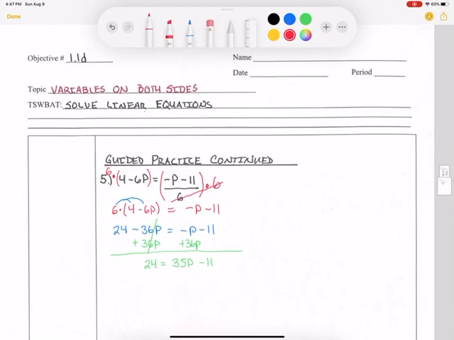Now to get p by itself, I need to move the negative 11 and the 35. To move negative 11, I'm going to add it to both sides. And I'll have 35 equals 35p. If I divide both sides by 35, I'm left with p equals 1. And that is how you solve linear equations with variables on both sides.